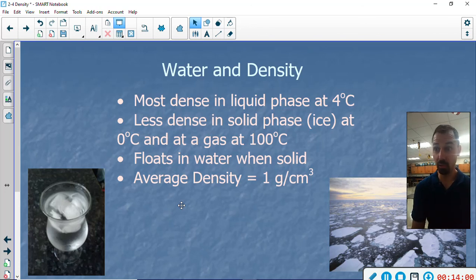Ice does float in water when it's solid, so that's another weird thing. Most things as solids will sink down to the bottom. In the case of water, it floats. The average density of water is 1 gram per centimeter cubed. Again, that's actually the density at 4 degrees Celsius, so at higher and lower temperatures, it will be slightly lower.